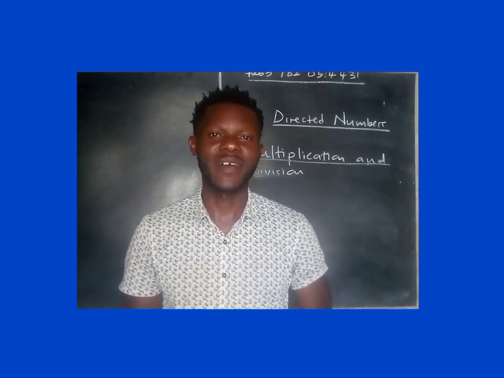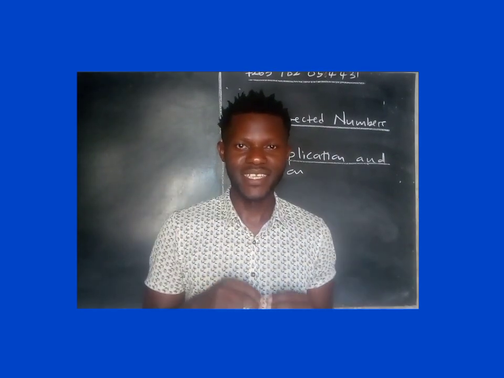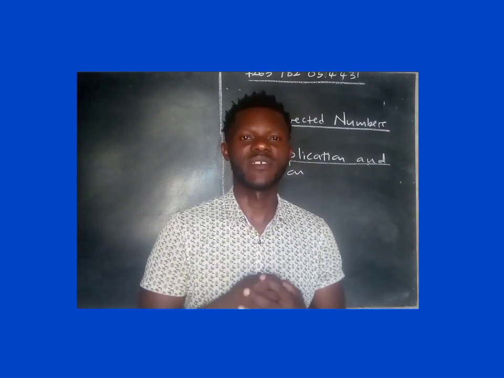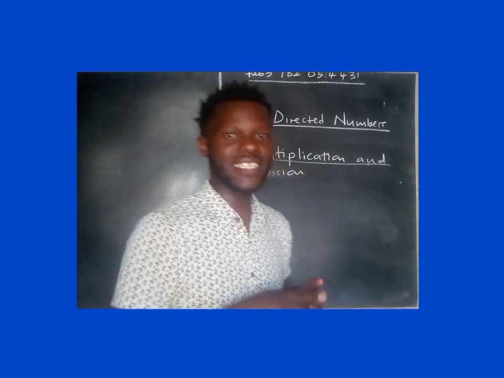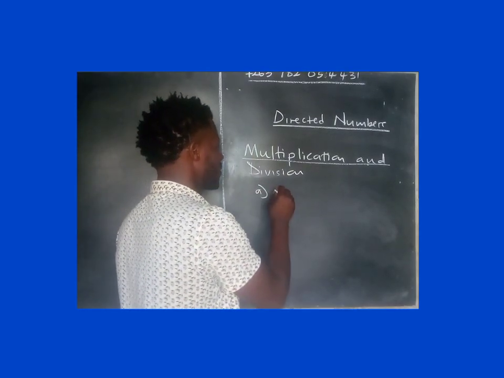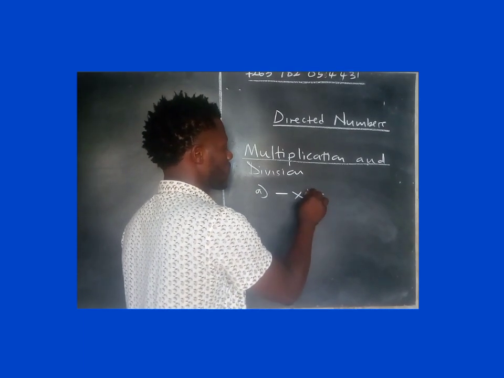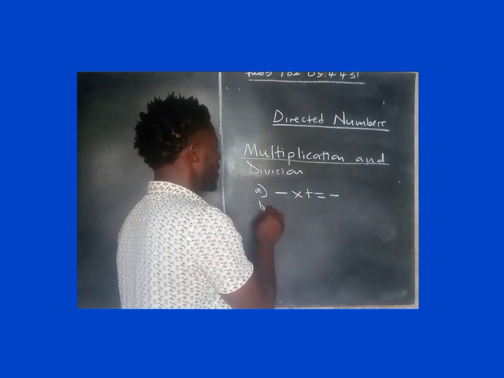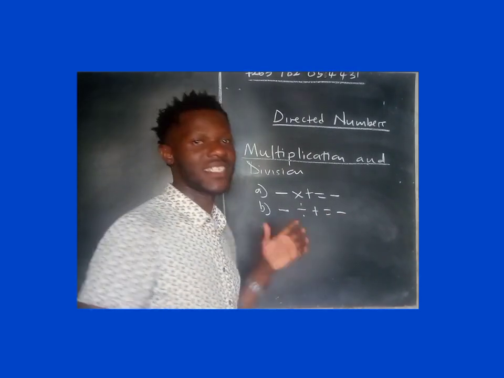Let's talk about multiplication and division of directed numbers. In this lesson, I'm going to talk about how to multiply, how to divide numbers involving negative and positive signs. There's something common between multiplication and division. That is, whenever you are multiplying numbers with different signs, you get a negative. Same applies when you are dividing numbers with different signs, you get a negative.